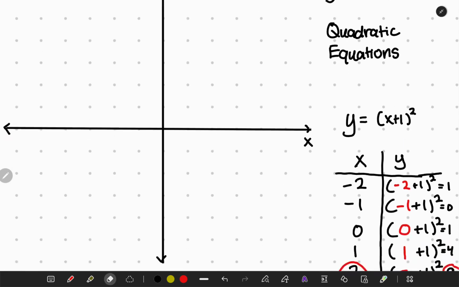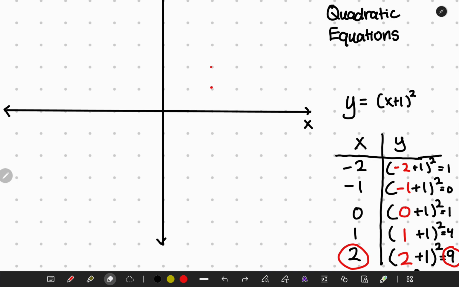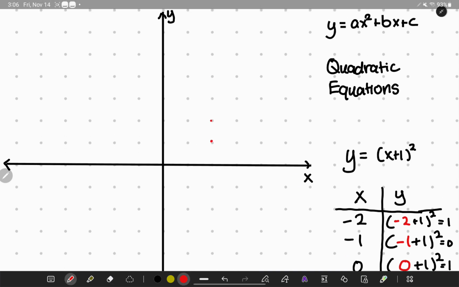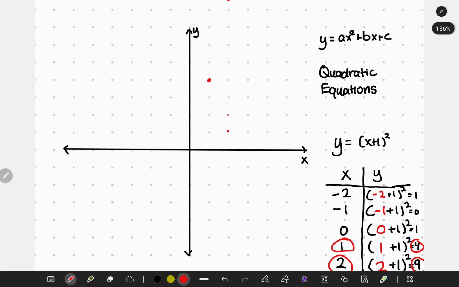Let's look at the next dot. The next dot is when x equals 1 and y equals 4. Here is where x equals 1, so I'm going to count up 4: 1, 2, 3, 4. Okay, I can somewhat see something happening. I can connect a few dots. Let's keep going: x equals 0, y equals 1. Here's x equals 0 in the middle, and y equals 1 is right here.